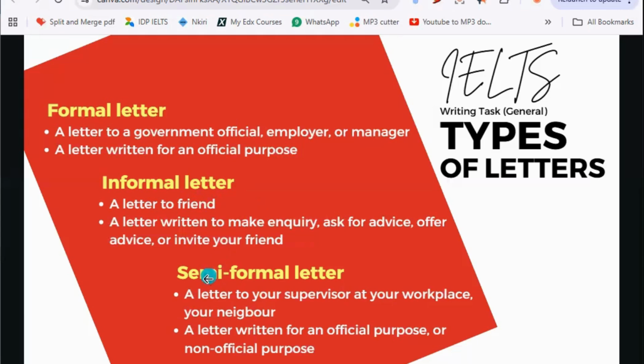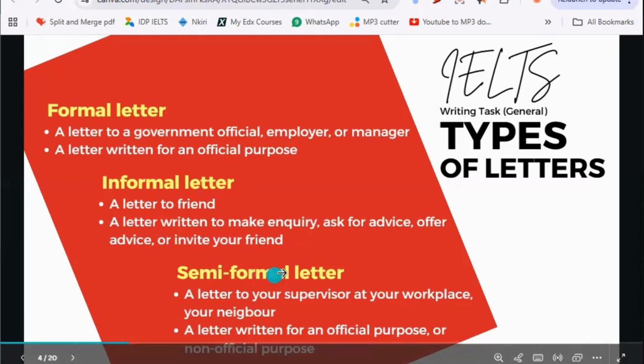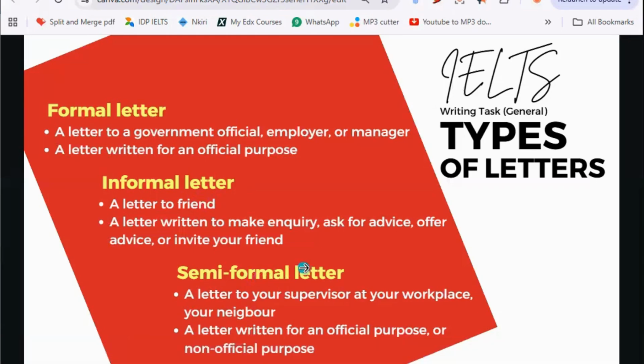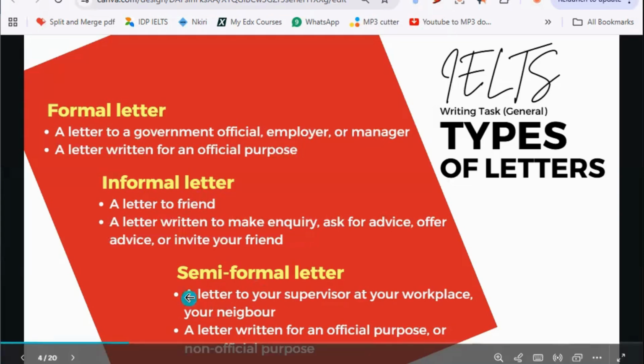Number three type of letter is called semi-formal letter. So this one is halfway between formal and informal. It's not so very serious. The tone of your semi-formal letter is not very serious like that of a formal letter, yet it is not as friendly and as amorous as what you have in an informal letter. So it's halfway between the two. A semi-formal letter is a letter that you write usually to your supervisor at work, or to your neighbor, or maybe somebody that lives in your neighborhood.